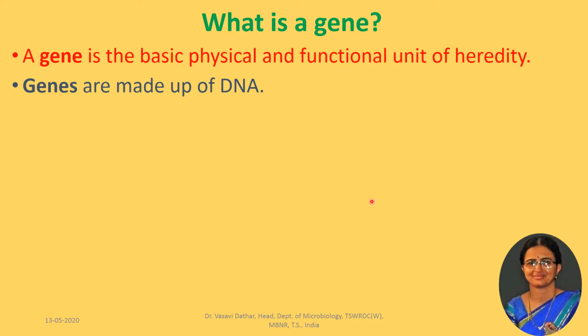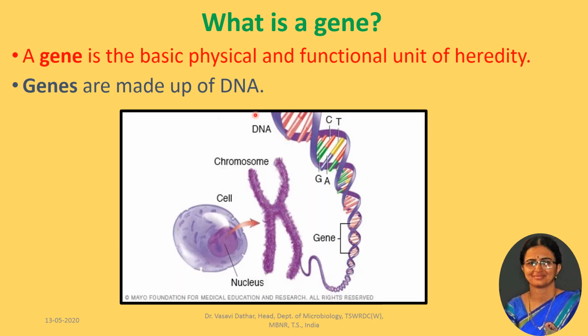What is a gene? A gene is a basic physical and functional unit of heredity. The genes are made up of DNA. For example, if you see this diagram, this is a cell. The cell contains a nucleus. The nucleus has a chromosome, and the chromosome contains DNA. Gene is a part of DNA.